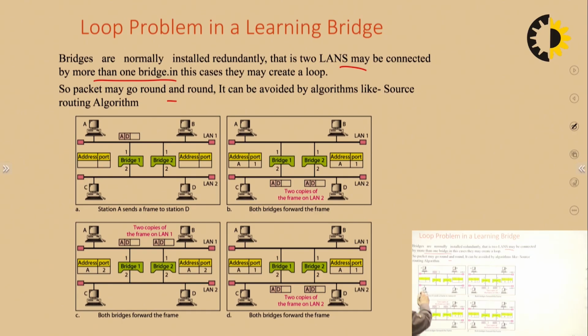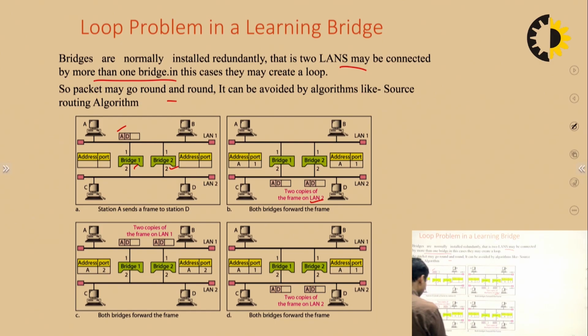From that point of view, when A wants to send data to D, it will move to D along with this bridge 1 as well as bridge 2 here. Both bridges forward the frame. Bridge 1 identifies that D is connected onto LAN 2, and bridge 2 also. So two copies of the frame from A to D appear on LAN 2. After that, the two copies confuse the bridges, so the frame will revert back, and again it comes back.